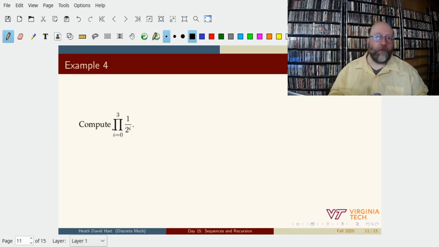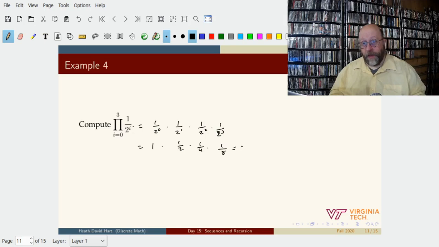So this is the same problem as before, but we're now doing the product. And so this is going to be 1 over 2 to the 0 times 1 over 2 to the first times 1 over 2 squared times 1 over 2 cubed. So this is 1 times a half times a fourth times an eighth, which is 1 over 64, I think, if we did this right. 2 times 4 is 8. 8 times 8 is 64. And so we get a different answer than what we got before. All right.